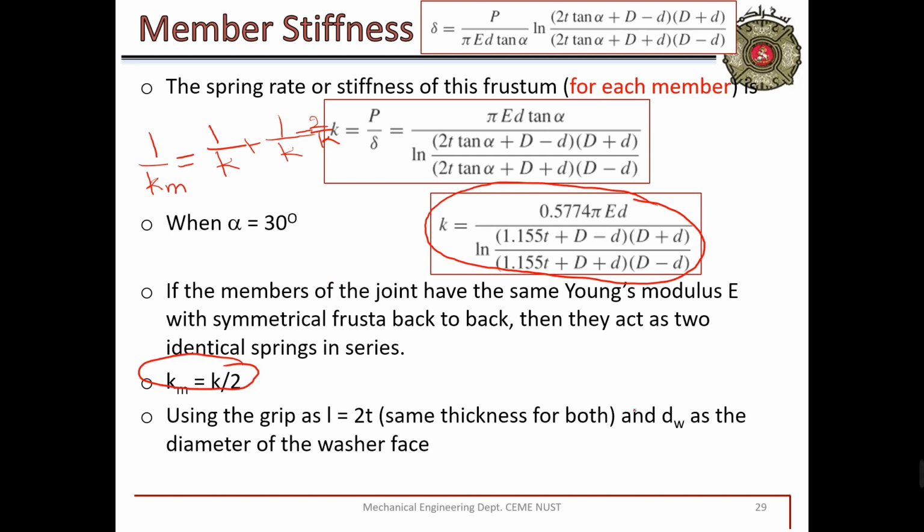Also, we have to add the washer, and the diameter of the washer is given by a rule of thumb. Just remember this: the diameter of the washer is equal to 1.5 d, where d is the diameter of the bolt. We will be using these values in the whole chapter.